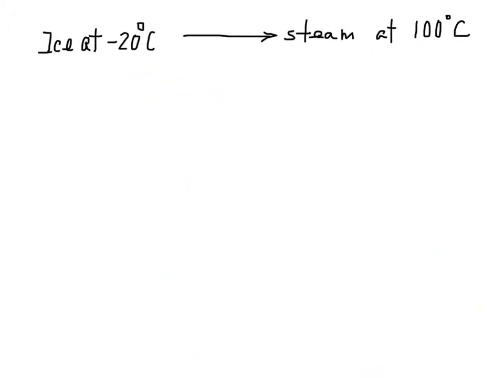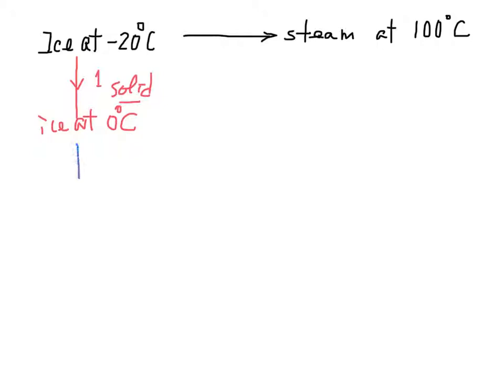In this example, let's see how to change ice at negative 20 degrees Celsius to steam at 100 degrees Celsius. The first step is to heat up the ice to make it become ice at 0 degrees Celsius. This is the melting point of ice. In step 1, the ice is still in solid state.